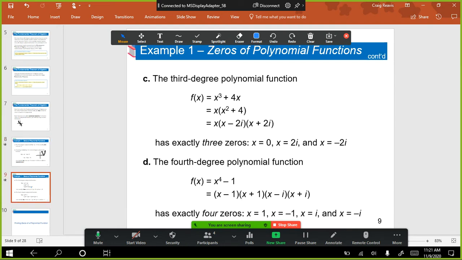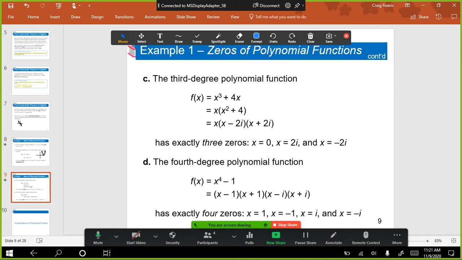Third degree polynomial function. Notice this one. There are three zeros here, two of which are complex. And what you're going to notice is complex zeros, imaginary zeros, come in pairs. And if you notice, you have x minus 2i and x plus 2i as the factors.